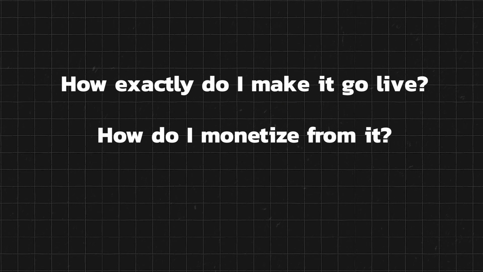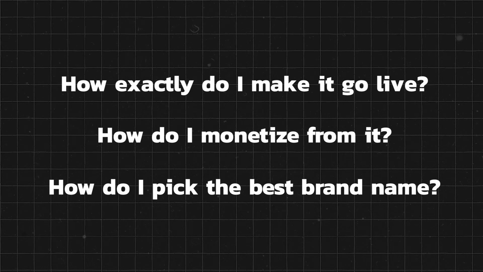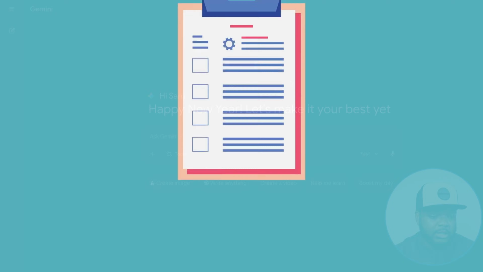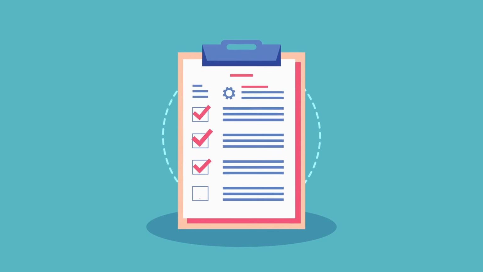And for those of you that have just built your first app, but maybe you've still got questions like, Sam, how exactly do I make it go live? How do I monetize from it? How do I pick the best brand name? So on and so forth. The way that you can figure that out is by going over to Google Gemini and using it to help you create a step-by-step blueprint.